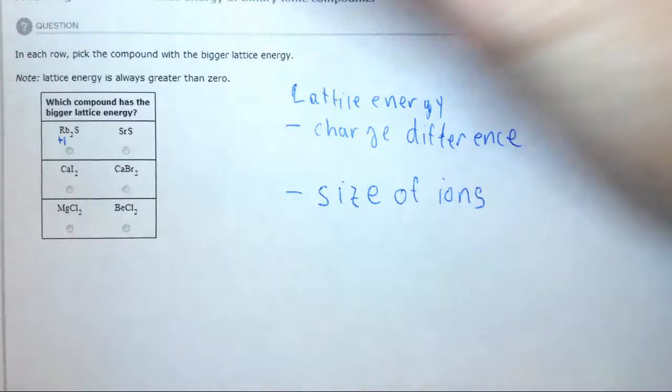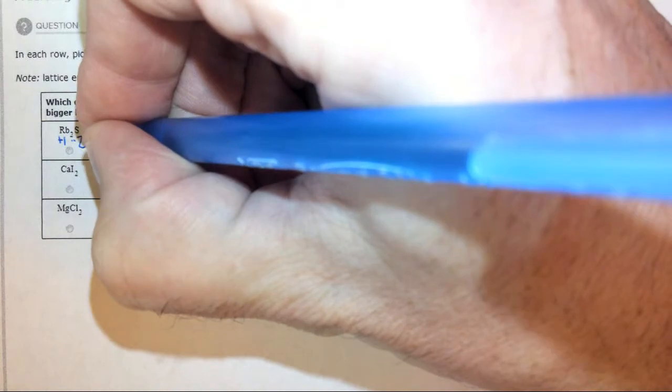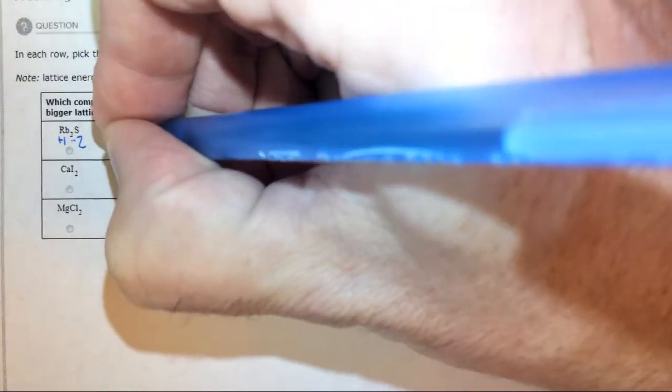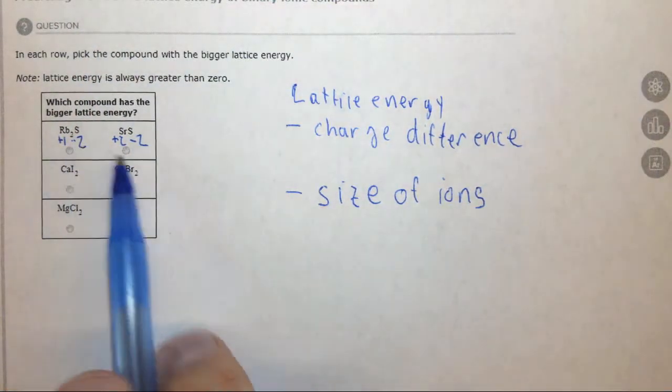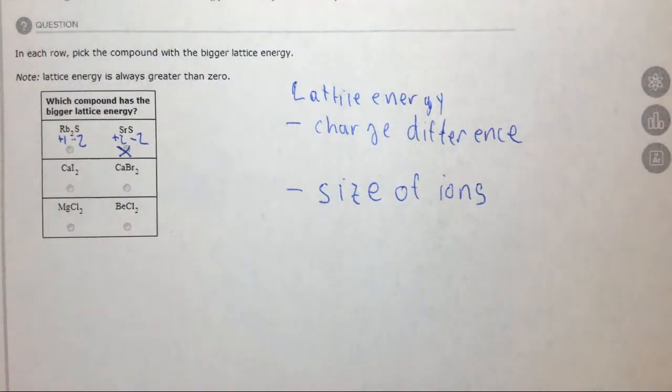Rubidium here is 1A, so it's +1. Sulfur's 6A, so it's -2. Strontium is 2A, so it's +2. And sulfur is -2. There's a greater charge difference between +2 and -2 than +1 and -2. So therefore, strontium sulfide will have the greater lattice energy.